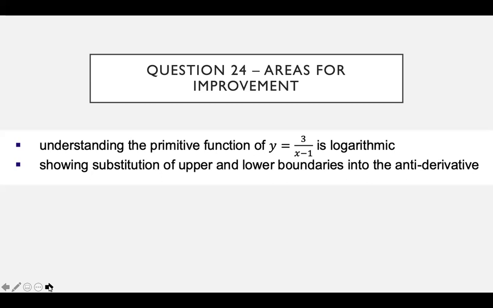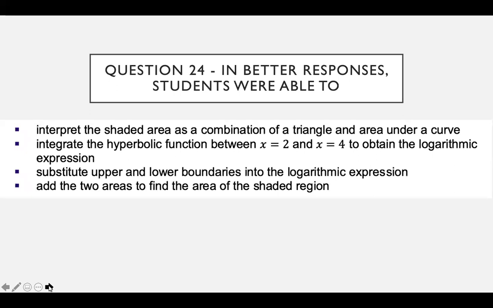The good news is, though, in better responses, students were able to interpret the shaded area as a combination of a triangle and then an area under a curve. Students who did that were able to get along the way to solving the question. That was great to see.